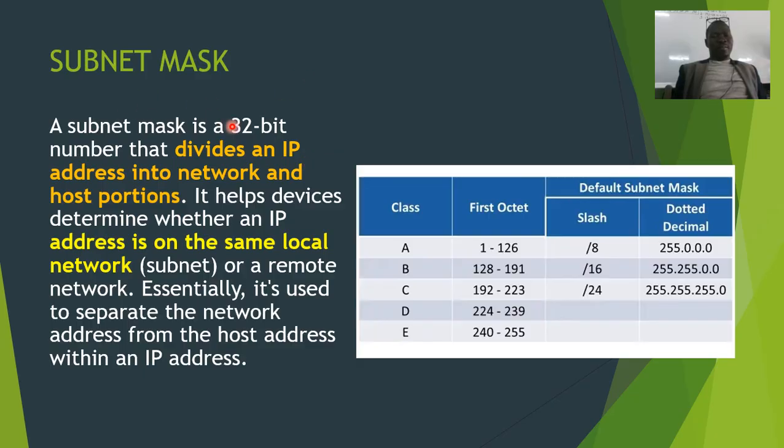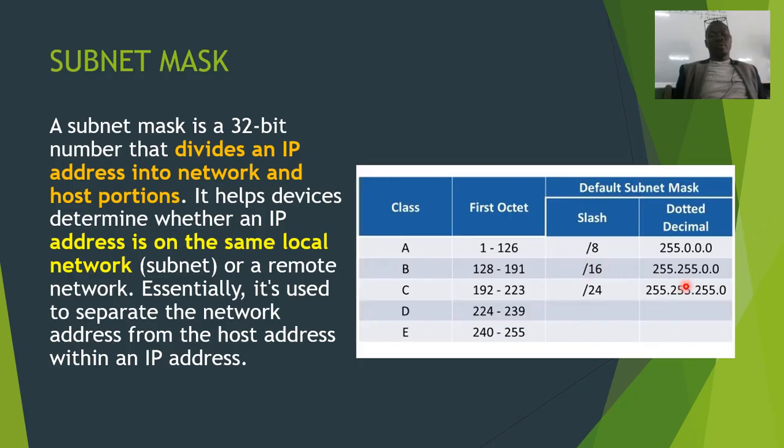Now, let's look at subnet mask. Basically, in our given network, a subnet mask is a 32-bit number that divides an IP address into network and host portions. It helps devices determine whether an IP address is on the same local network. For example, here we have default subnet masks for different classes. 255.0.0.0 can also be represented as /8, meaning you have 8 network bits which are reserved for that network, and then the rest are for the host.